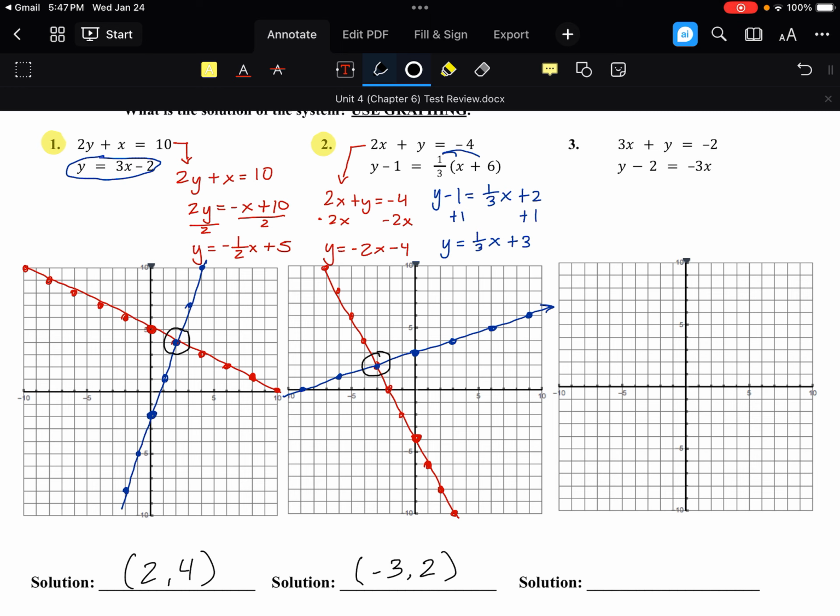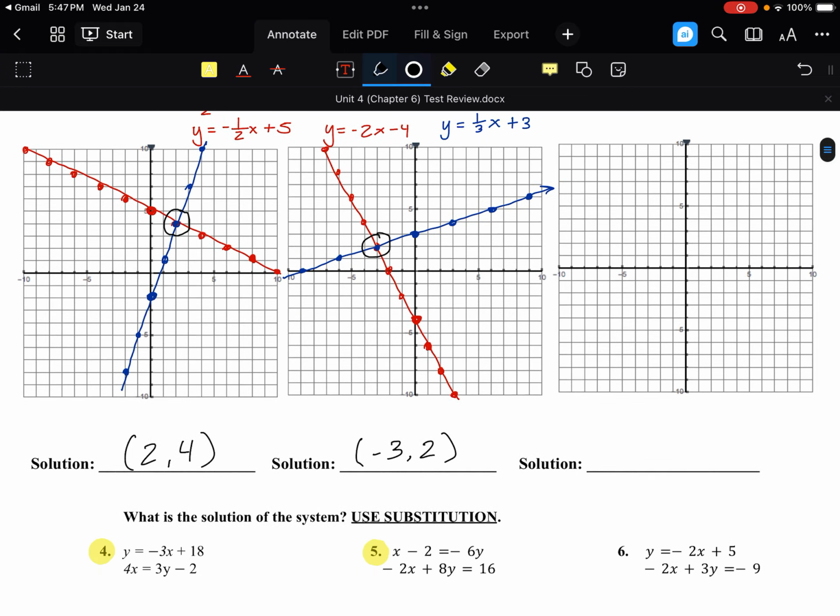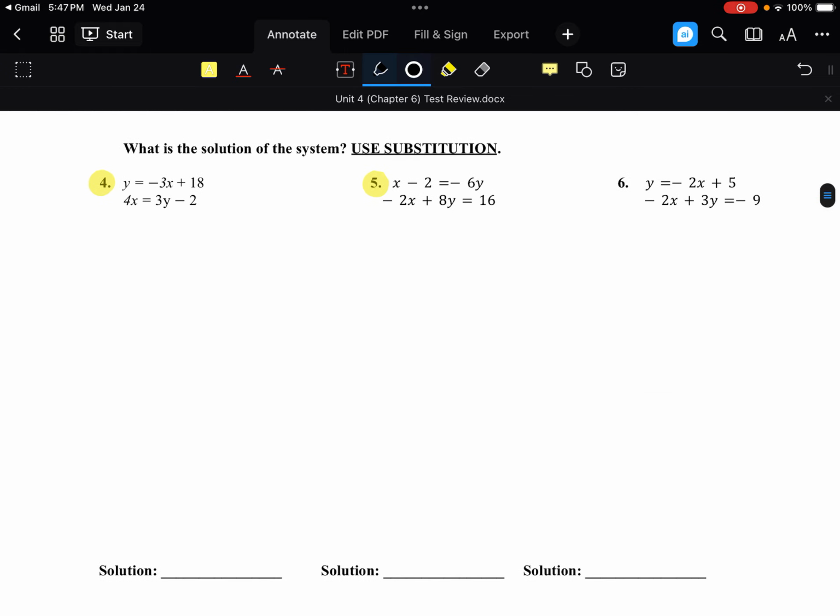And so that takes care of the solving by graphing for this section. I'll leave number 3 for you to practice if you want to try that one. All right, and so now let's look at the next set. Solve using substitution. We're going to start with question 4.